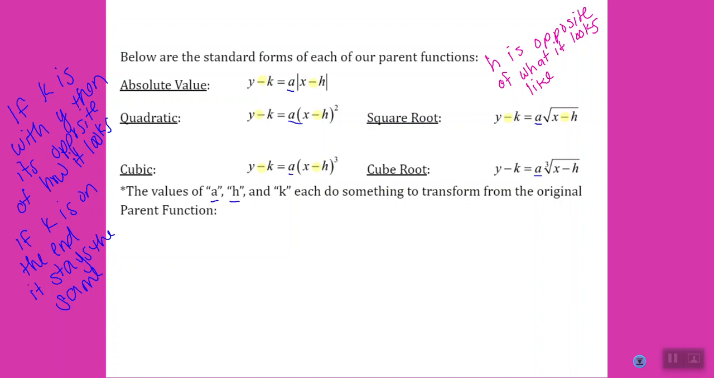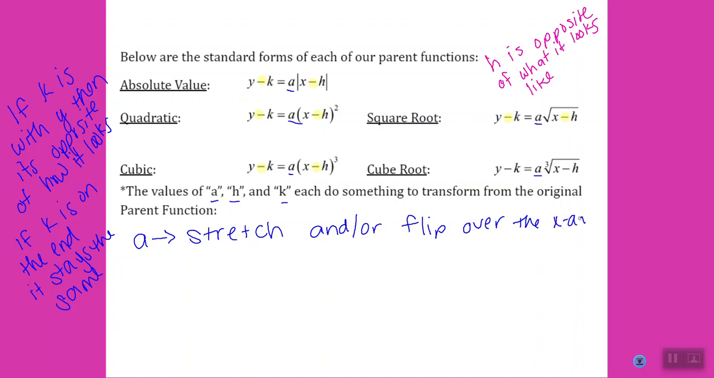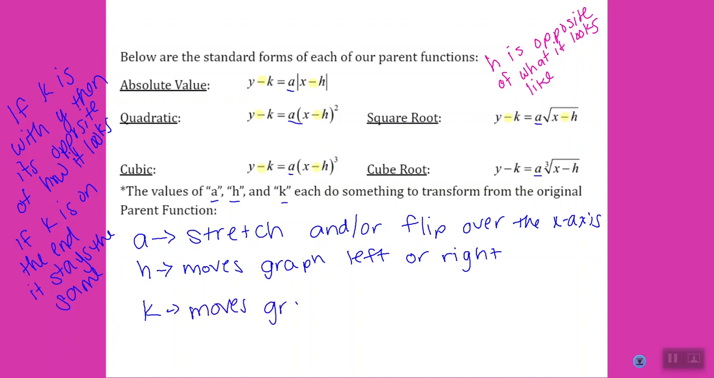Now a, h, and k each affect the graph in a different way. A is going to stretch and/or flip over the x-axis. H moves the graph left or right. And K moves the graph up or down.